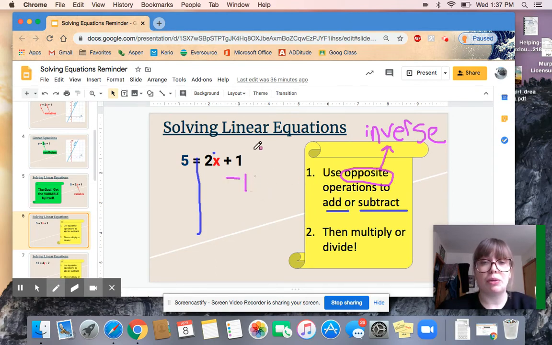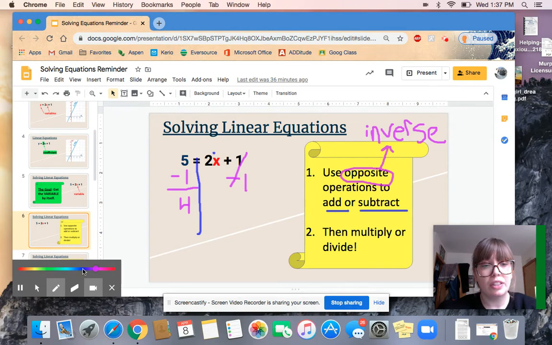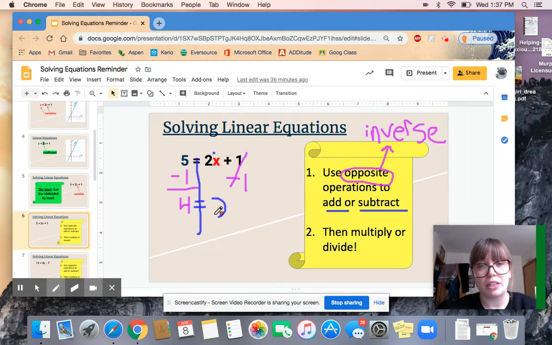Now remember, whatever I do to one side of my equation, I have to do to the other. So if I subtract 1 on this side, I have to subtract 1 on this side. 1 minus 1 is 0. 5 minus 1 is 4. Now I'm left with 4 is equal to, what's left over here? My 2x. So I'm going to bring my 2x down. But I'm not done yet because x is still not alone. I want to get x all by itself.